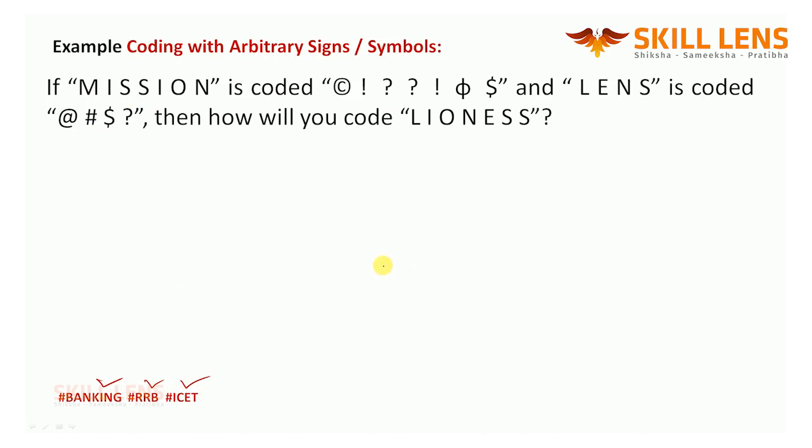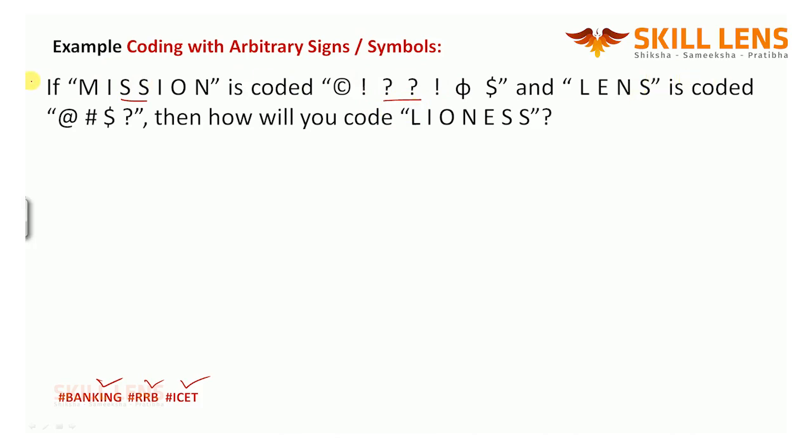These kind of questions. Okay, guys, look here. MISSION is coded with the symbols given. If you closely observe, two S's are together. So for two S's, it's going to be a question mark only, no? Yes. And for I, it's going to be an apostrophe. Yes or no? So two reverse symbols.